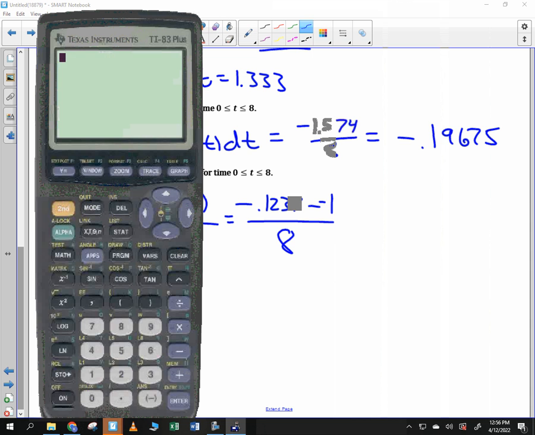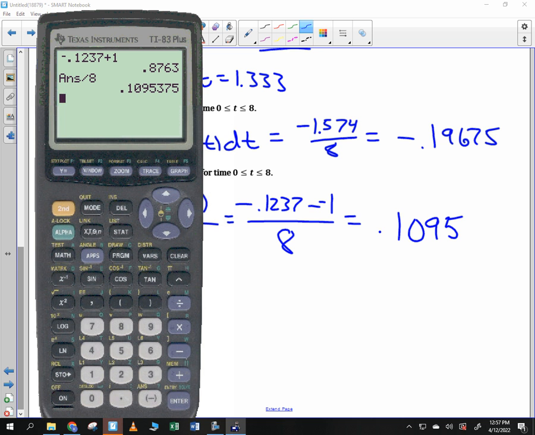And then, we got -0.1237. We're going to add 1 to that, and then I'm going to divide by 8. And even though it's undefined at that spot, this is still an answer that gives appropriate meaning. If you were going to look at the slope from here to here, it's 0.1095. Good.